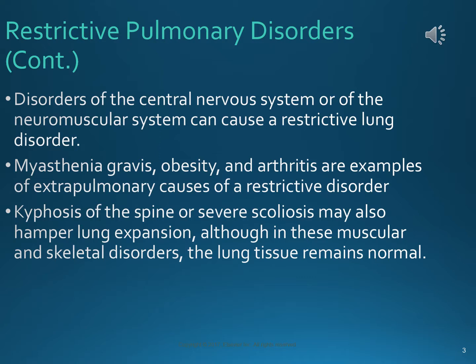The previous slide talked about pulmonary disorders that are restrictive. Sometimes disorders of the central nervous system or the neuromuscular system can cause restrictive lung disorders. These are non-pulmonary causes, or sometimes called extrapulmonary causes. Things like myasthenia gravis, obesity, and arthritis are examples of this. A kyphosis of the spine or a severe scoliosis may hamper lung expansion.